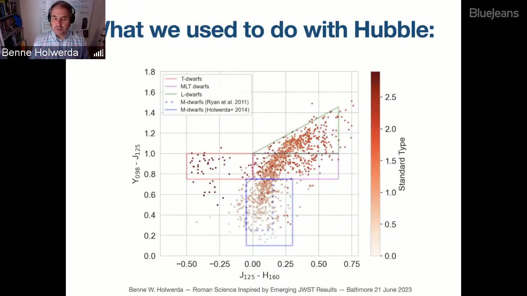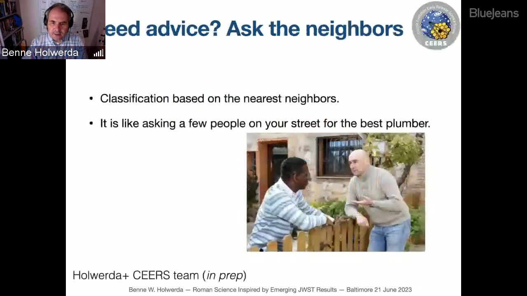So what we used to do with Hubble was basically say, oh, well, we've got this color space. Here's a broad cut that's all the M dwarfs. And as you can see, that doesn't quite translate; it's contaminated. There's scatter, and you only get to broad types. You can say it's an M or an L dwarf type, or a mix of the three. So what do we do next?